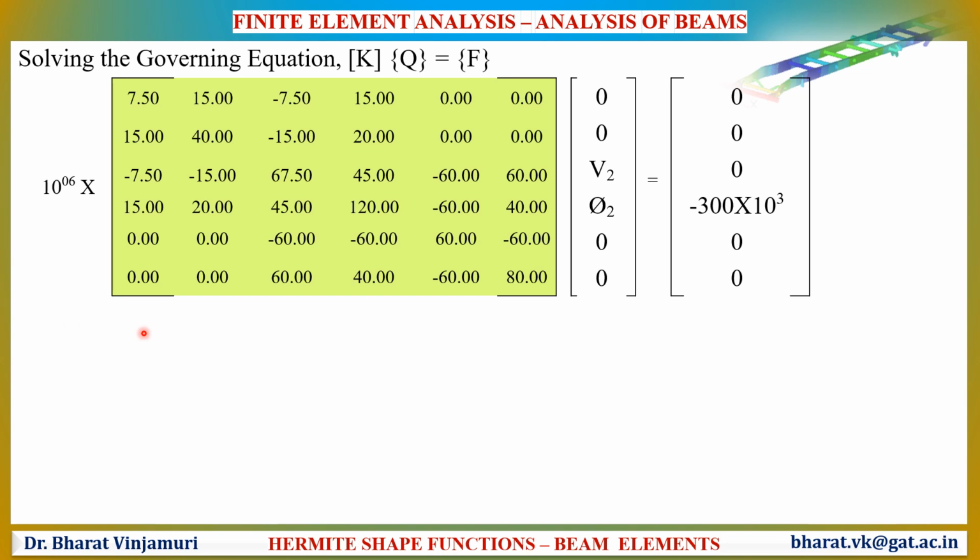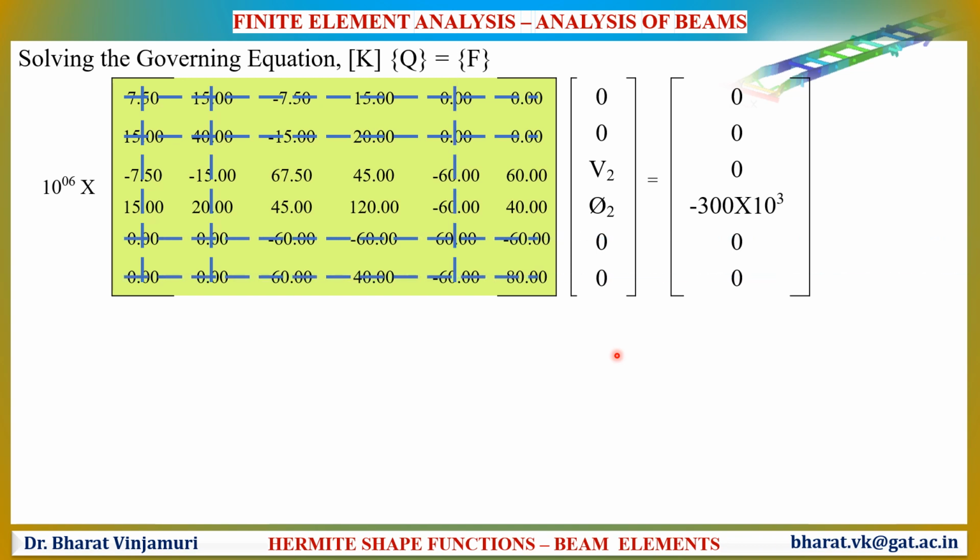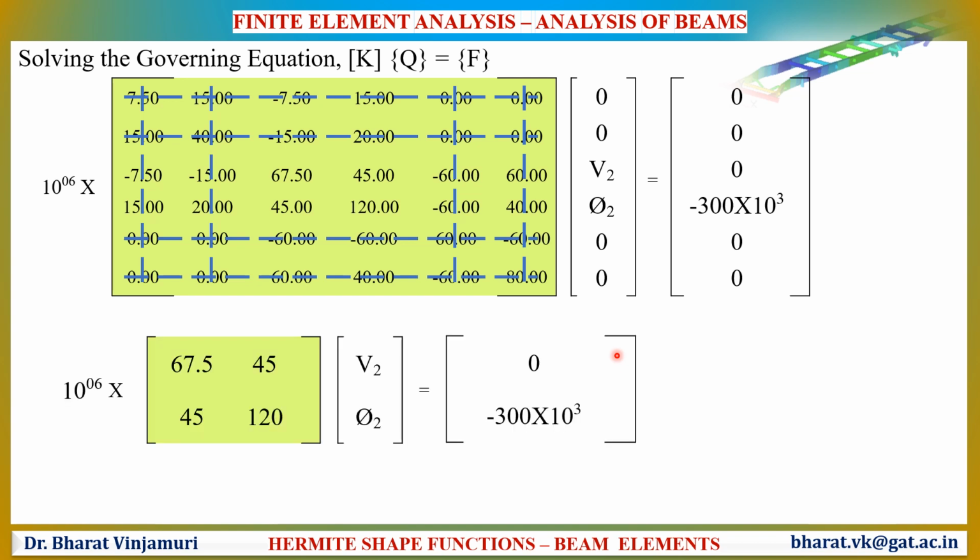The governing equation is obtained by substituting the stiffness matrix, displacement vectors as well as force matrix in the following equation: KQ equal to F. This equation can be reduced by using the elimination method. Here the first row and the first column will be eliminated, second row and second column will be eliminated. Similarly, fifth row and fifth column as well as sixth row and sixth column will be eliminated. The reduced form of the governing equation will be as shown. By solving this equation, we will be determining the values of V2 and phi2.